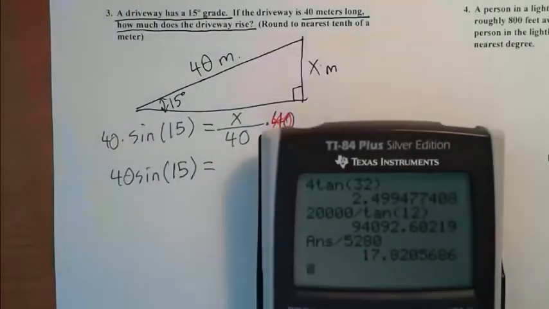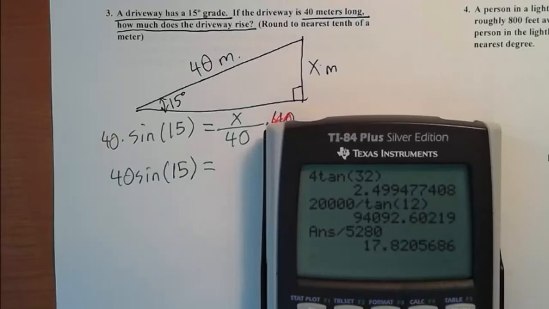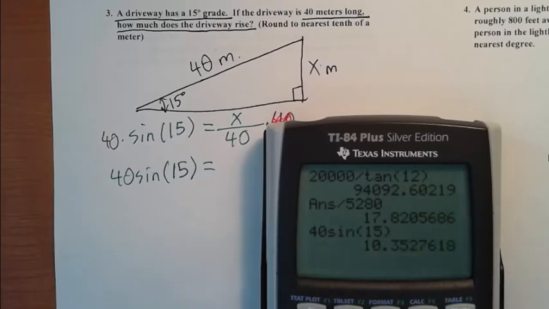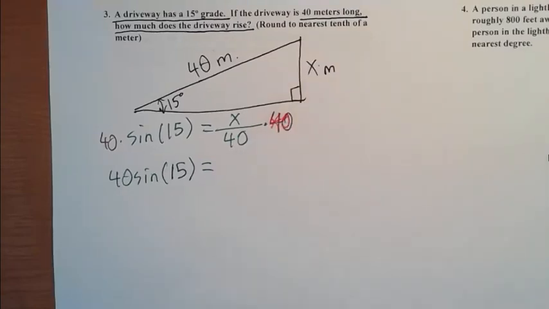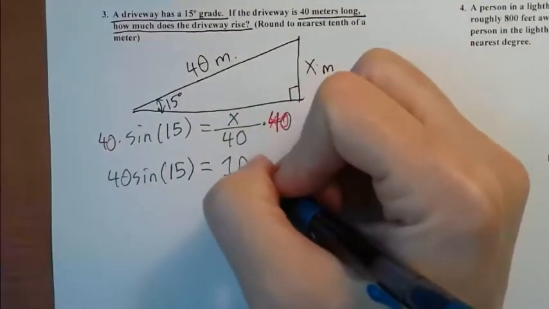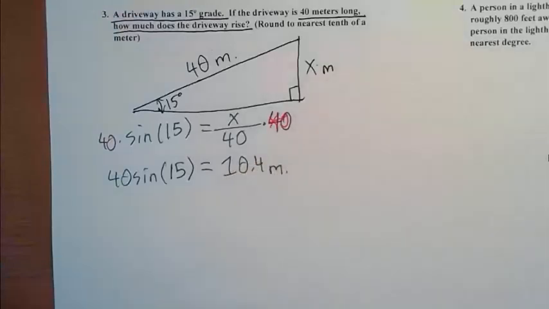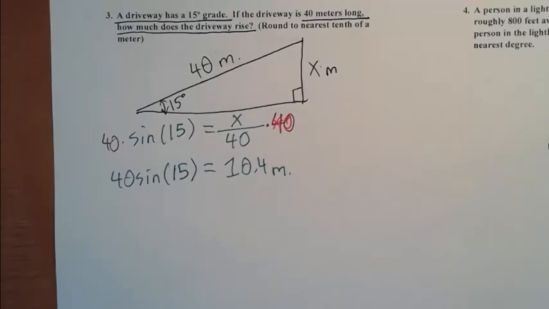And we can go to our calculator now. 40 times the sine of 15 equals 10.35. Rounding to the nearest tenth of a meter, we can round that to 10.4 meters of elevation change. So that is about 30-ish feet if you're thinking about it in terms of American units. So rising 30 feet is a pretty fair amount for a driveway up to a house. That would be a pretty steep driveway. And that wraps up our pretty straightforward problem number 3.